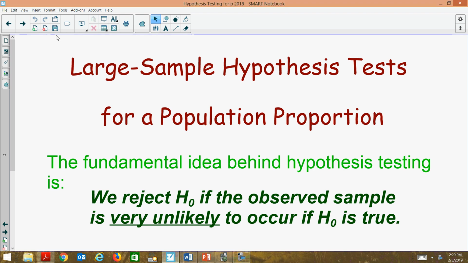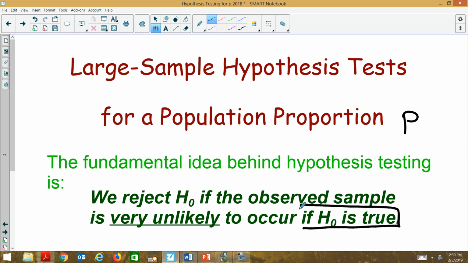This video focuses on large sample hypothesis testing for population proportions, better known as P. The fundamental idea behind hypothesis testing is that we reject the null hypothesis if the observed sample is very unlikely to occur if the null hypothesis is true.